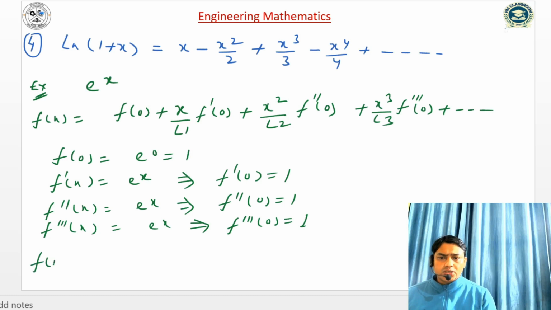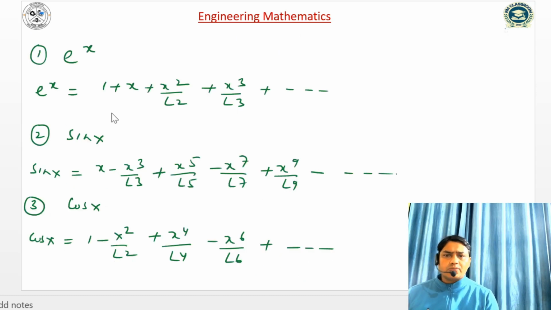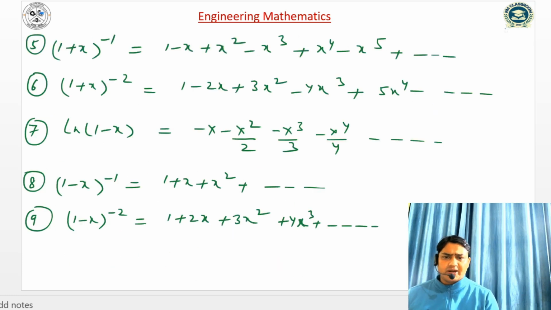So f(x) is equal to f(0), e to the power 0, that is 1, plus x by factorial 1. Factorial 1 is unity, so it will be x plus x square by factorial 2 into f double dash 0, whose value is unity, plus x cube by factorial 3 plus x4 by factorial 4 plus so on and so forth. Here we have written the expansion of e to the power x. We can see that with the help of that series, it is very easy to expand.